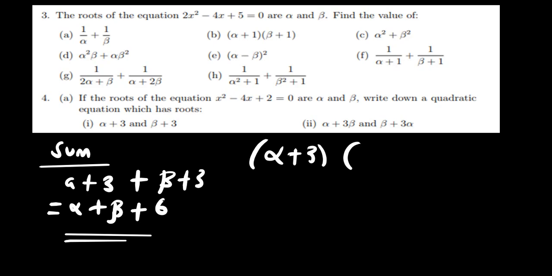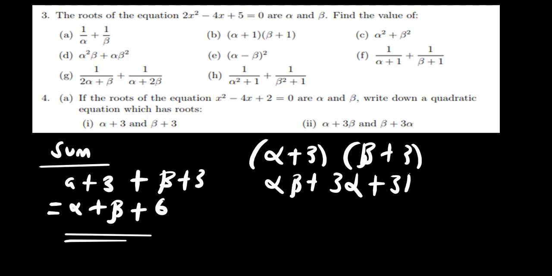Okay, so you have alpha plus 3 times beta plus 3. You multiply alpha by beta, that is alpha beta, plus 3 alpha, then plus 3 beta plus 9. Okay, that is the expression that you're going to have.